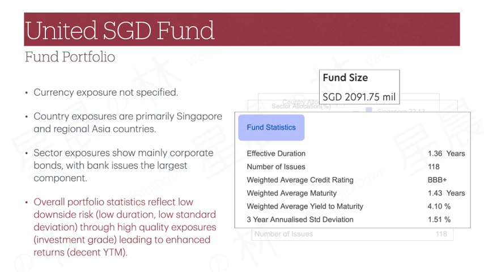At over 2 billion Sing dollars AUM and still growing healthily, the fund looks like it is able to maintain the current portfolio construct comfortably.